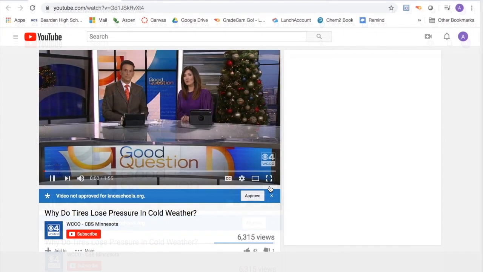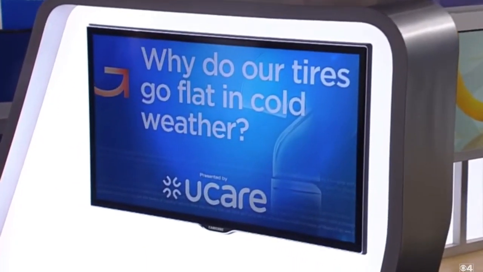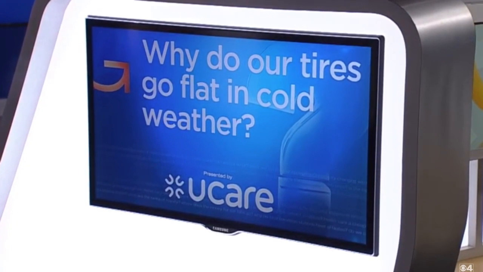Well, as the weather gets colder, you might notice a tire pressure warning in your car lighting up. It's common as winter settles in. So why do our tires go flat in cold weather? Good question. Heather Brown explains the science and how to ensure you have a smooth ride.